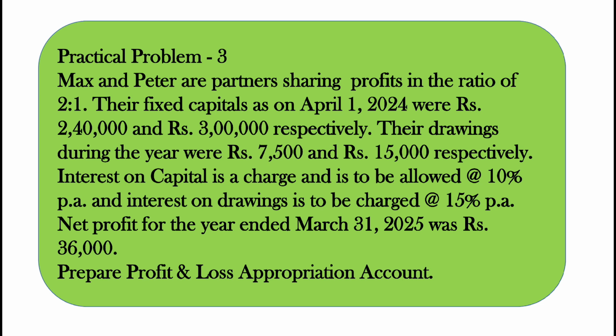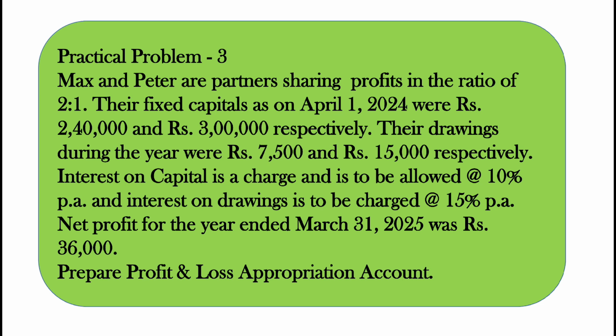The drawings during the year were rupees 7,500 and rupees 15,000 respectively. Interest on capital is a charge and is to be allowed at the rate 10% per annum. And interest on drawings to be charged at the rate 15% per annum. Net profit for the year ended March 31st, 2025 was rupees 36,000, and prepare profit and loss appropriation account.